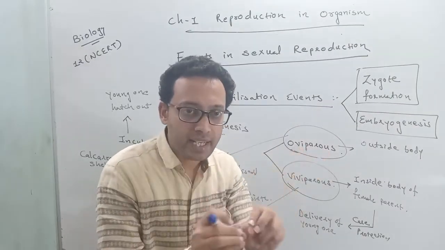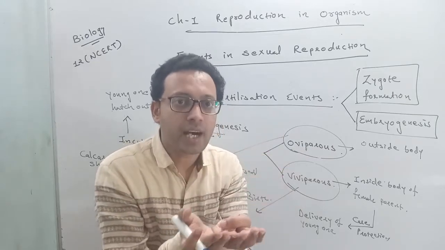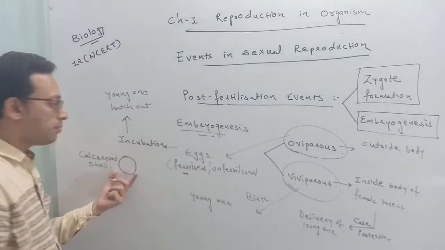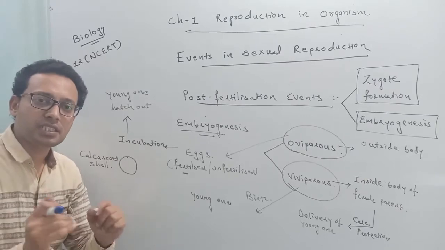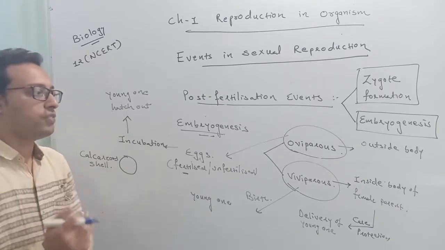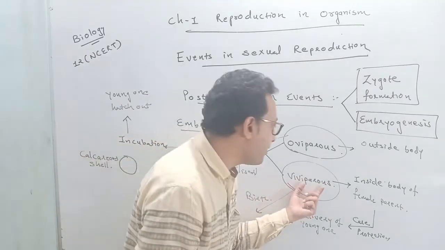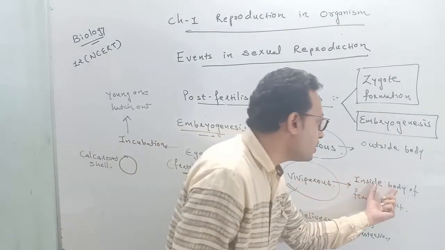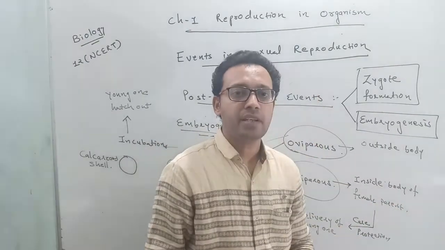They lay down eggs and they are protected by a covering, a hard covering, calcareous shells. But here there is less chance of safety or protection of an embryo. But in case of a viviparous organism, the embryo is formed inside the body of the female parent.